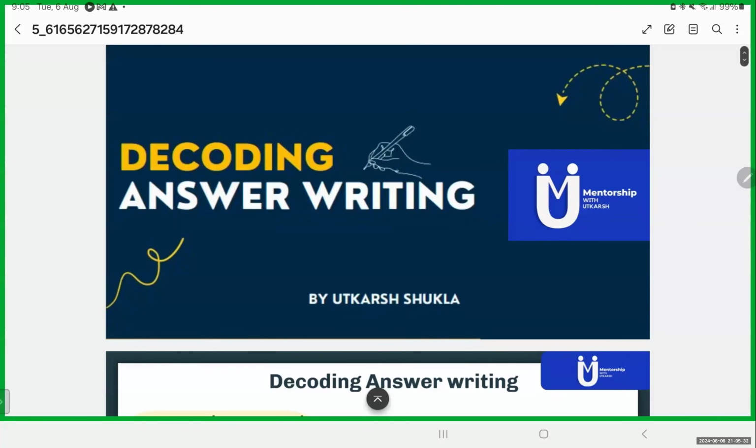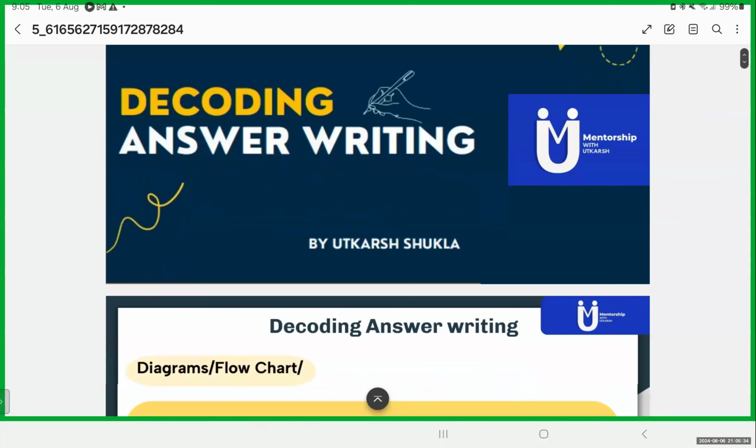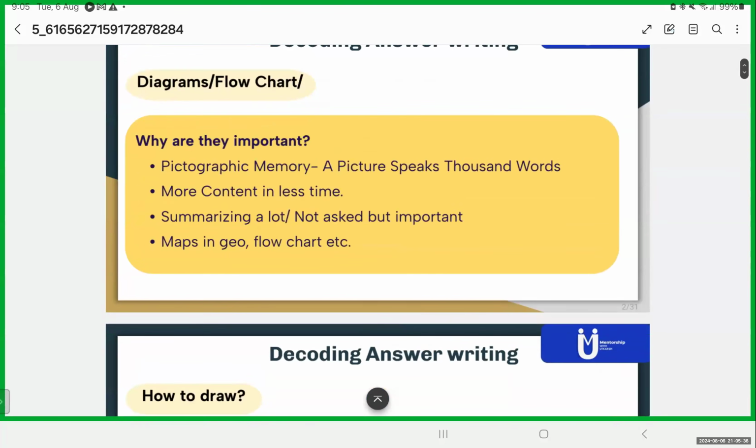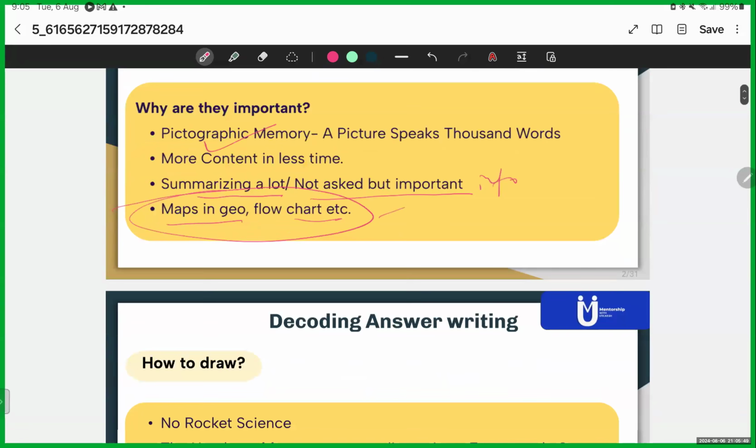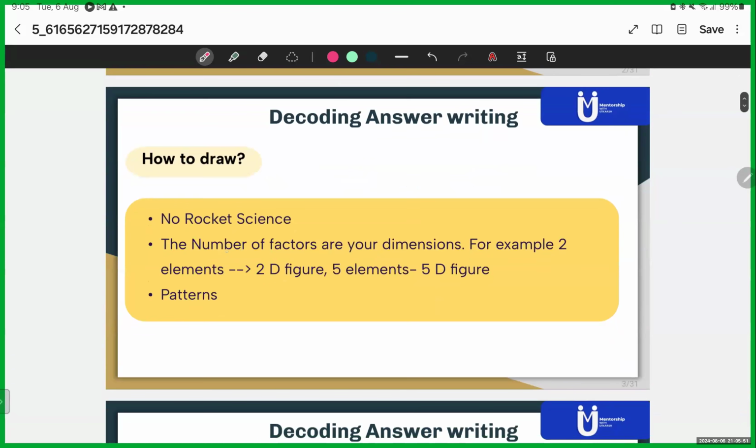Yes, sir. Okay, fine. So basically, why it is important, just for the sake of pictographic memory, okay? Summarizing a lot, not asked, but important information. Maps in geography, flowchart, etc. are the diagrams only. How to draw, basically, you have to focus on this part. Number of factors are your dimensions. I will just explain it in the examples. For example, if two elements are there, then 2D figure, five elements, 5D figure, means dimensions.